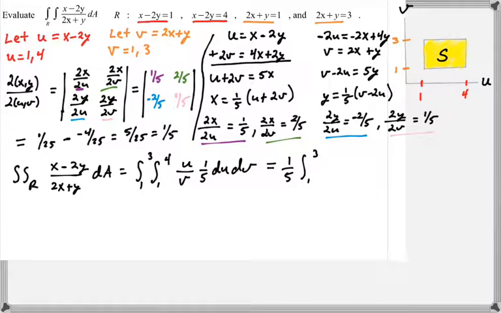So we'll slide out the 1/5. We'll go ahead and integrate also. So you have the integral from 1 to 3. Integral of u is u squared over 2 times 1 over v. Evaluating u from 1 to 4 dv, excuse me. So we have 1/5, and then we're going to have 4 squared over 2 minus 1 squared over 2, and then that's going to be times 1 over v. So the 4 squared over 2 minus 1 squared over 2 is a constant, so we can go ahead and factor that out.